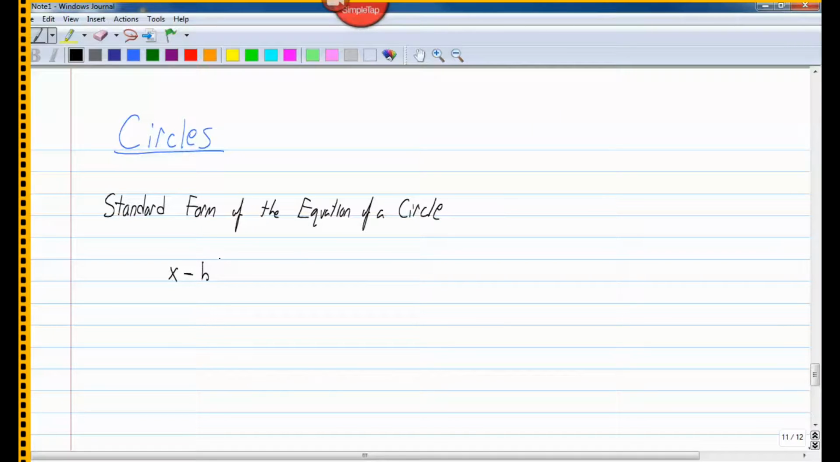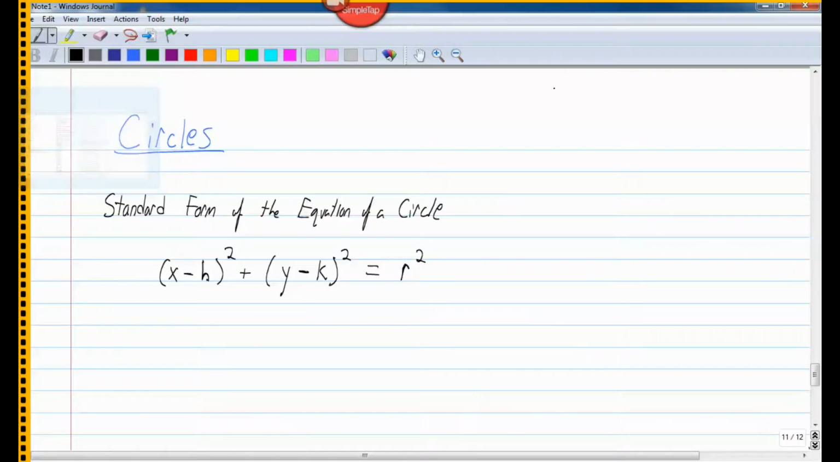(x - h) squared plus (y - k) squared equals r squared. This is the standard form of the equation of a circle. Now, from the standard form, if we're either given it in that form, or if we're given some of the good circle information that we need in order to graph a circle, if you have it in this form, this is the best.